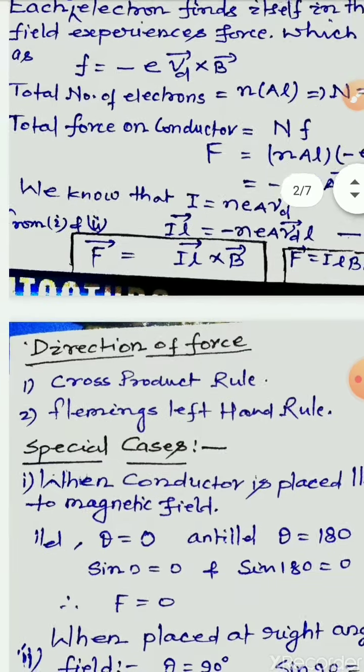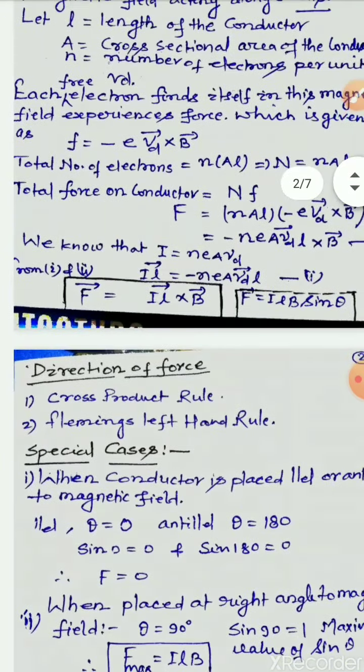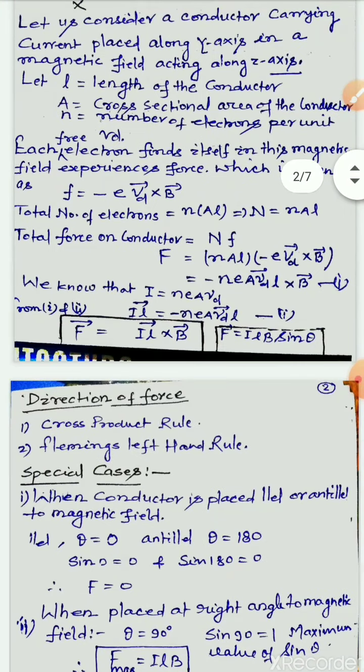Now, special cases. When a conductor is placed parallel or anti-parallel to magnetic field. When a conductor is placed parallel to magnetic field, theta will be 0, sine 0 is equal to 0. When it is placed anti-parallel to magnetic field, theta is 180 degrees, sine 180 is 0. So in both these situations, no force will be experienced by the current carrying conductor.